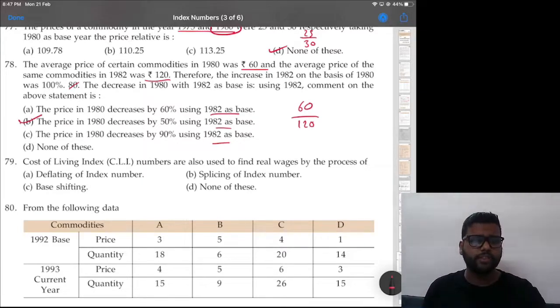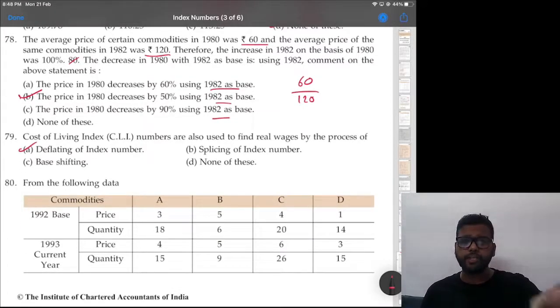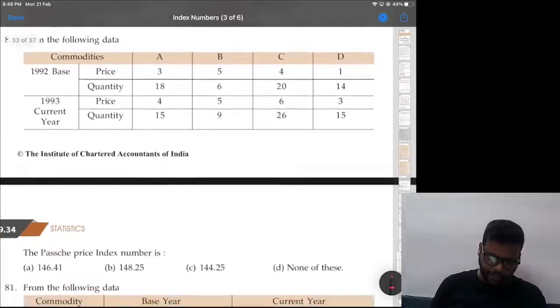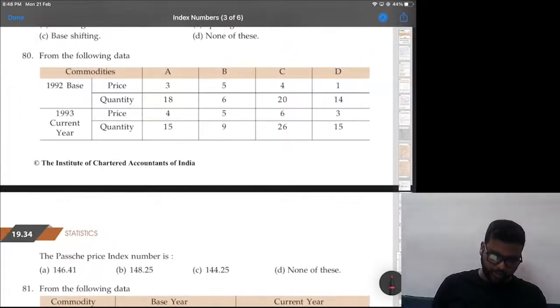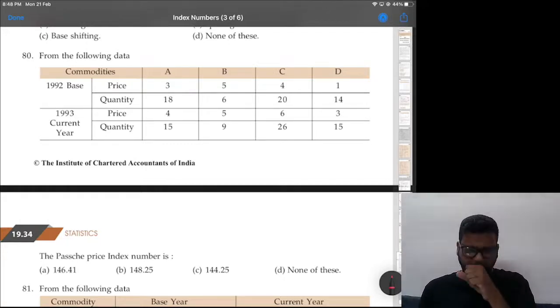Next, 79. Cost of living index numbers are also used to find real wages by the process of deflating. Deflating the index number means removing the effect of inflation. Next, from the following data, we have to calculate Paasche's index number. Okay, so this is a calculation based question, although easy, but calculation based.